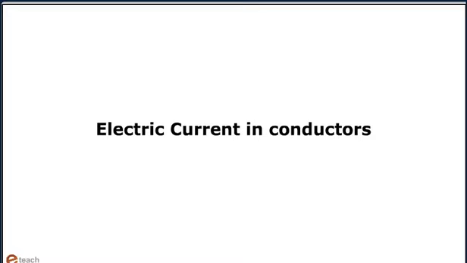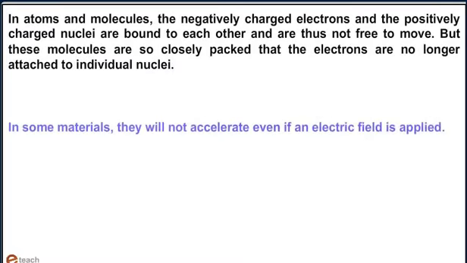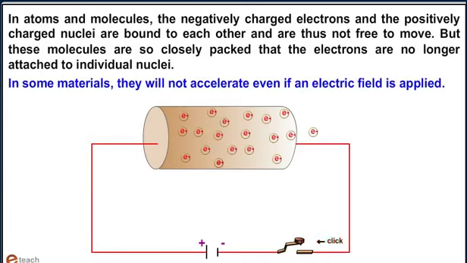Current in conductors. In atoms and molecules, the negatively charged electrons and positively charged nuclei are bound to each other and are thus not free to move. But these molecules are so closely packed that the electrons are no longer attached to individual nuclei. In some materials, electrons will not accelerate even if an external electric field is applied. These are called insulators.